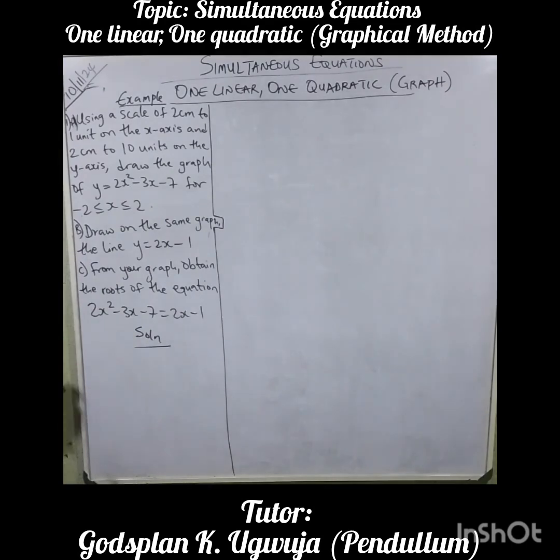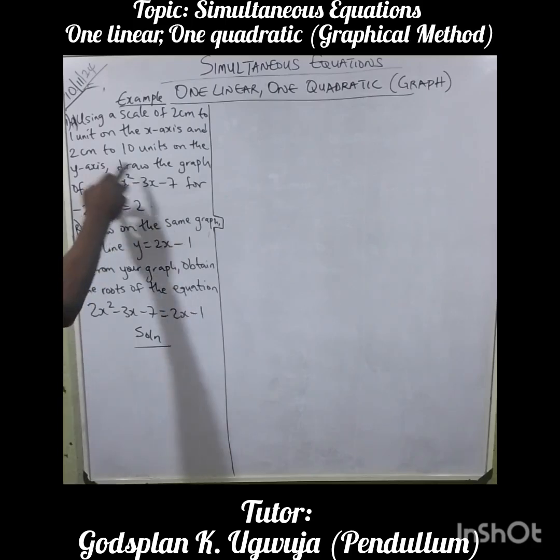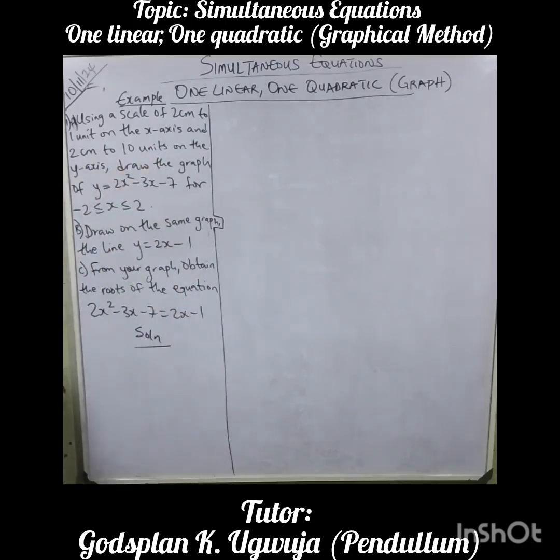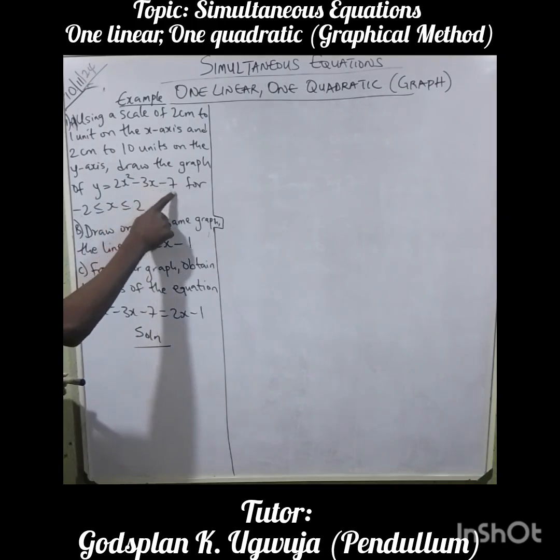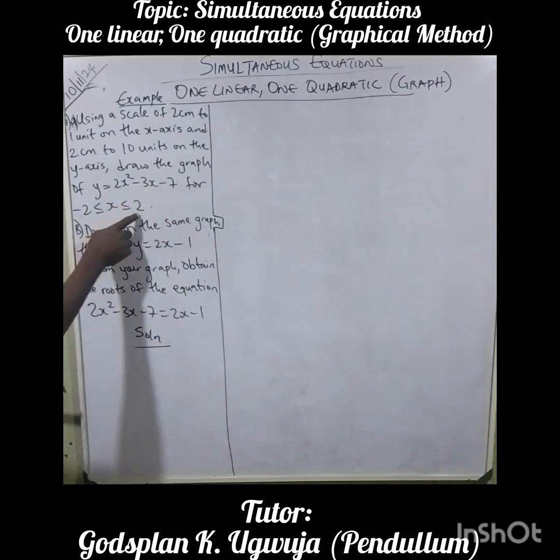Now the question says we should use a scale of 2 cm to 1 unit on the x-axis and 2 cm to 10 units on the y-axis to draw the graph of this for these values of x. So this is our quadratic equation, 2x squared minus 3x minus 7, and these are our values. So the first thing we need to do is to obviously get our table of values.